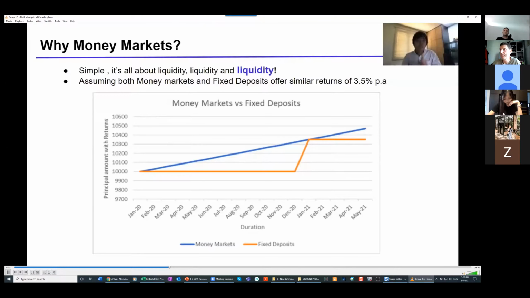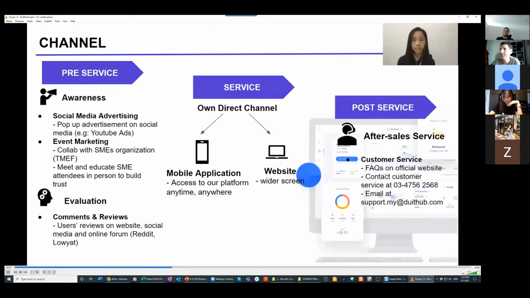So that's the key difference, liquidity. Using his hands too, which is very nice. So next, it will be about the channel, how we attract our customers. Taking advantage of the SME organizations out there, we would like to collaborate with one of them, which is TF.